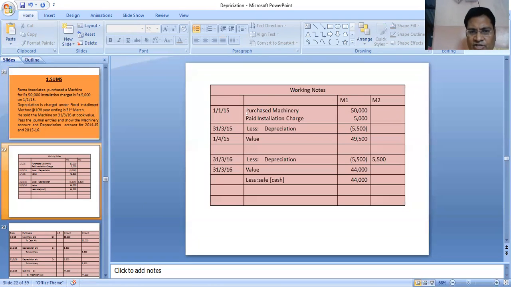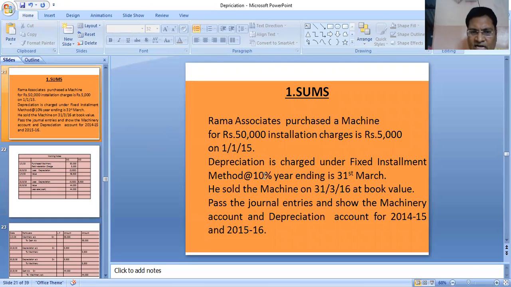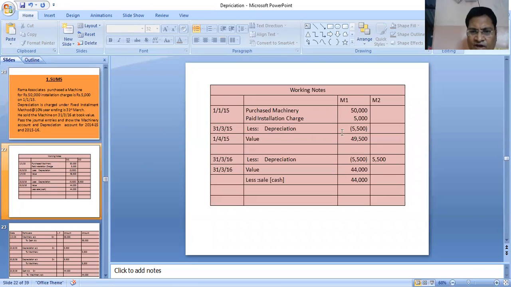So see, we have purchased the machinery for 50,000 on 1/4/14, and on the same date we paid the installation charges of 5,000. The total value of machinery became 55,000. Depreciation is charged at 10% per annum. So 10% of 55,000 is 5,500, on 31st March 2015. Year ending is always March. So our value of machinery on 1st April, the beginning of the year, is 49,500.